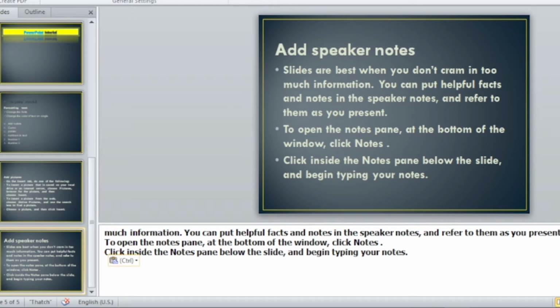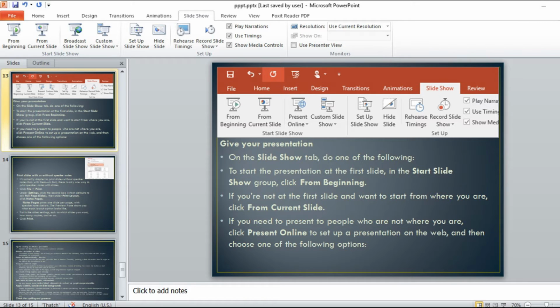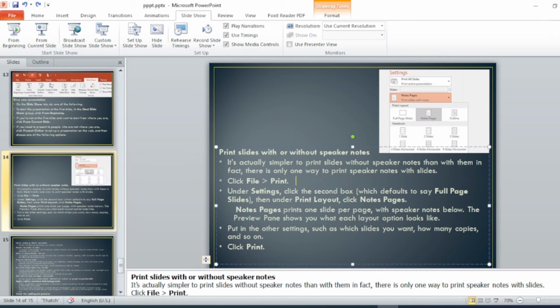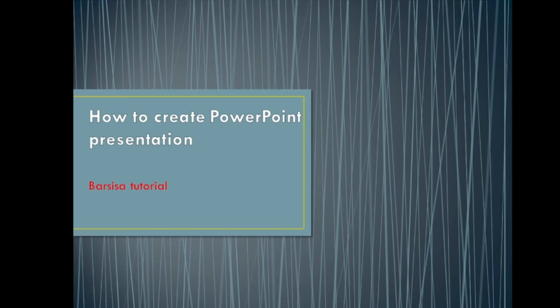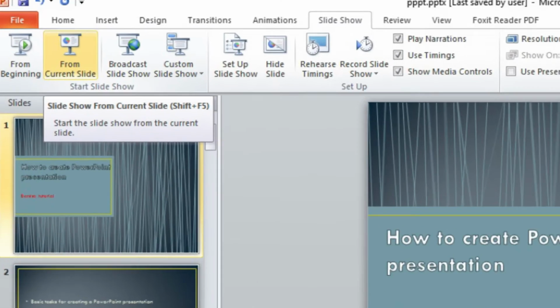Give your presentation. On the Slideshow tab, do one of the following. To start the presentation at the first slide, in the Start Slideshow group, click From Beginning. If you're not at the first slide and want to start from where you are, click From Current Slide.